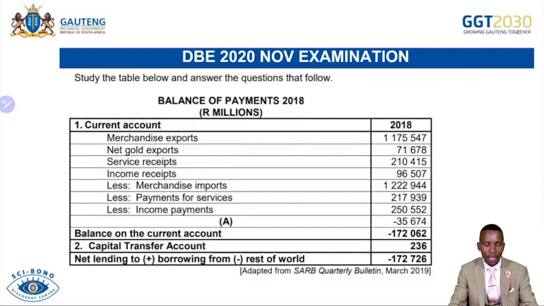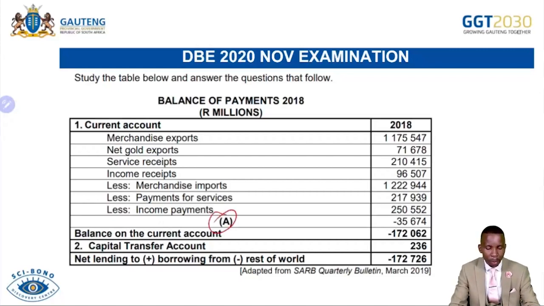Study the table below and answer the questions that follow. Balance of payments of 2018, rand in millions. So here, you were given all amounts. There's nothing that is labeled A or B in terms of numbers, but the labeling is here on the variables: merchandise export, net gold export, service receipts, income receipts, less merchandise import, payment for services, and then income payments. Then you note what is missing in there for you to have a complete current account.